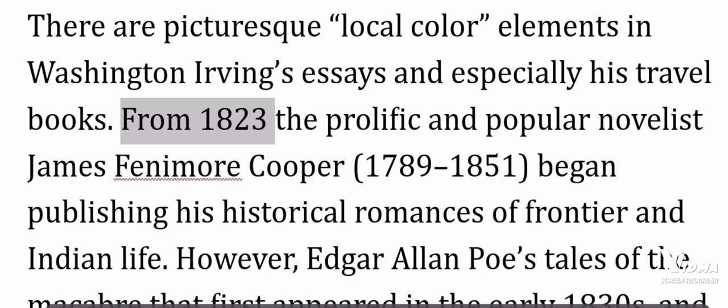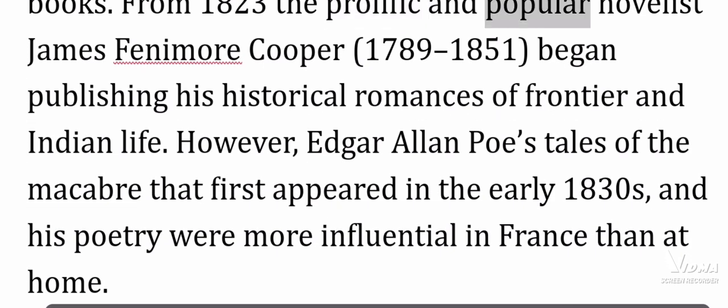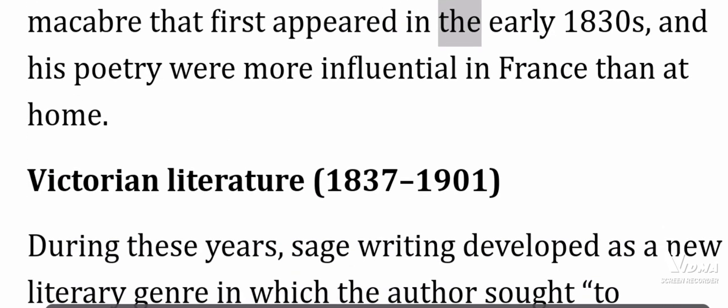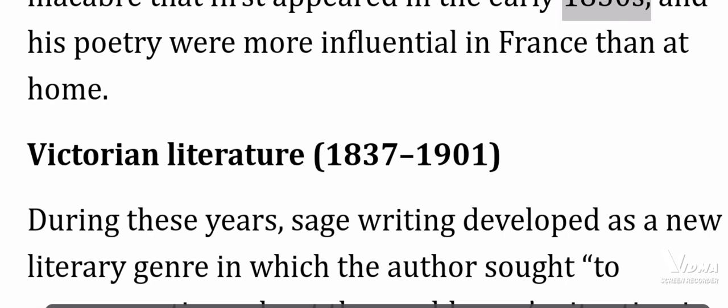From 1823, the prolific and popular novelist James Fenimore Cooper, 1789 to 1851, began publishing his historical romances of frontier and Indian life. However, Edgar Allan Poe's tales of the macabre that first appeared in the early 1830s and his poetry were more influential in France than at home.